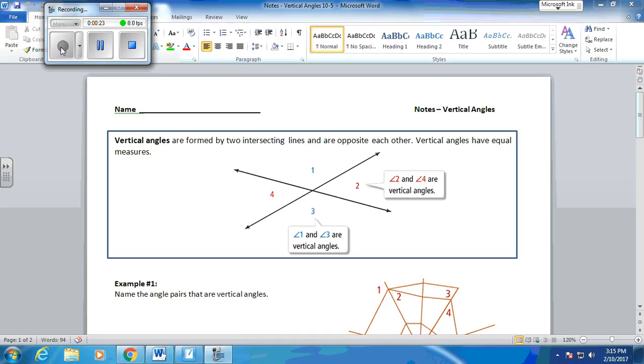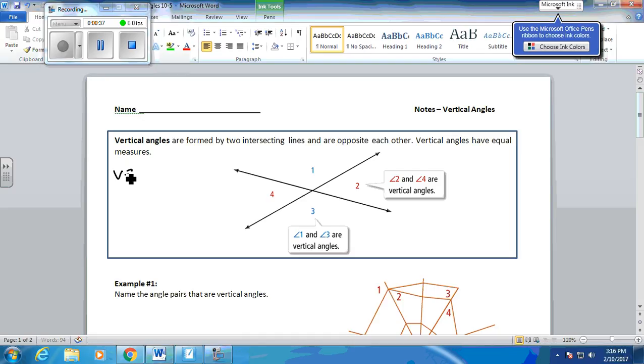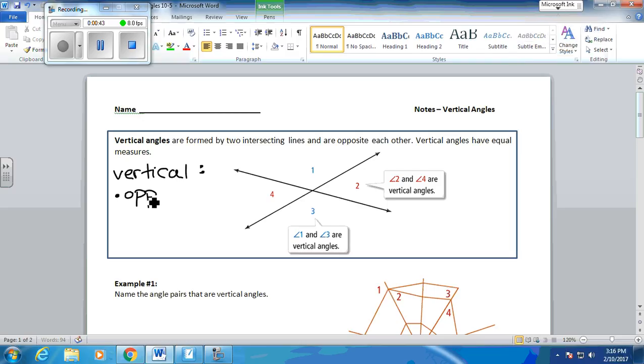The definition says that vertical angles are formed by two intersecting lines and are opposite each other. Vertical angles have equal measures. So when I think about this, I think about two main bullets. I try to define this definition as easy as possible. In order for something to be considered vertical angles, they must be opposite from each other and congruent, or we could say equal measure.